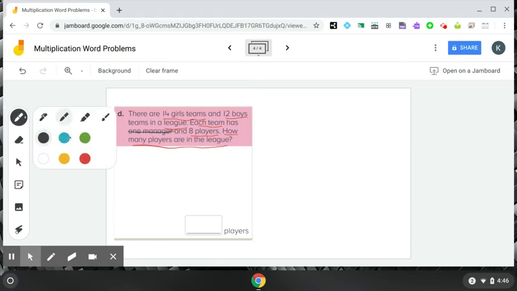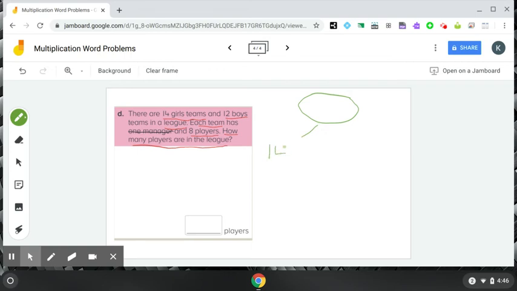So let's set up this problem. We know that there's a league altogether here. And we know in that league we have 14 girls' teams. And we know we also have 12 boys' teams. That's what makes up the whole league. And this problem also tells us that each team has 8 players. So these are the girls. And on each of the girls' teams, there's 8 players.